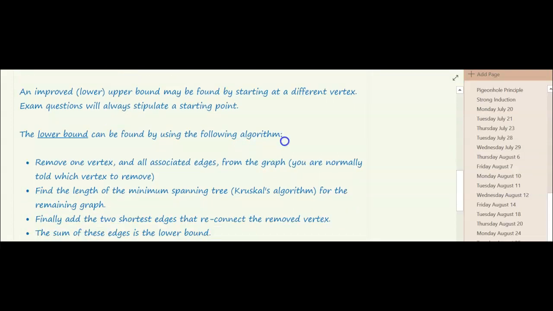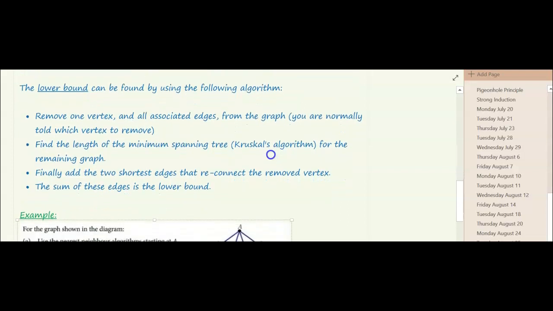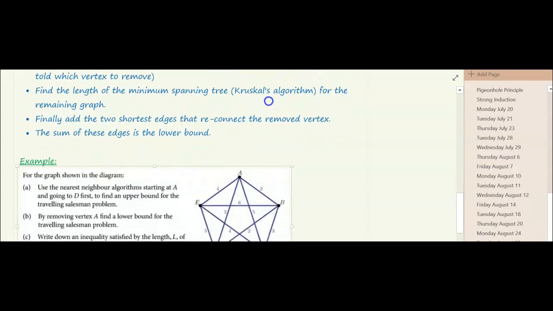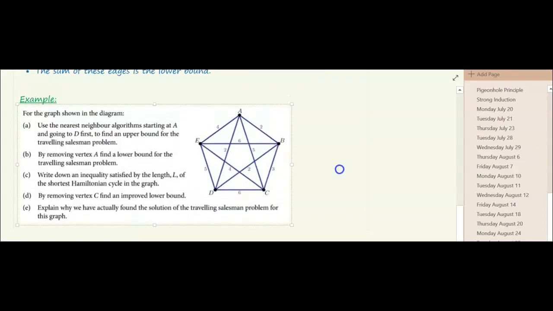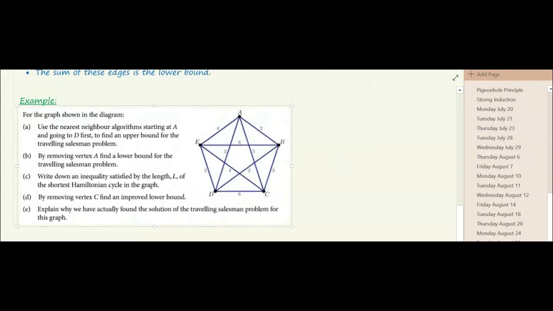The lower bound uses a combination of Kruskal's algorithm, so I'm finding a minimum spanning tree. You remove a vertex; you're normally told which one to remove. It's a little bit of a faff, to be honest, but it gets us around each of the points. If we can find a cycle between the lower and upper bound, then we know the minimum lies between the lower and the upper bound, but we don't know exactly the length. Okay, so let's have a look at this example and see if we can make sense of this.